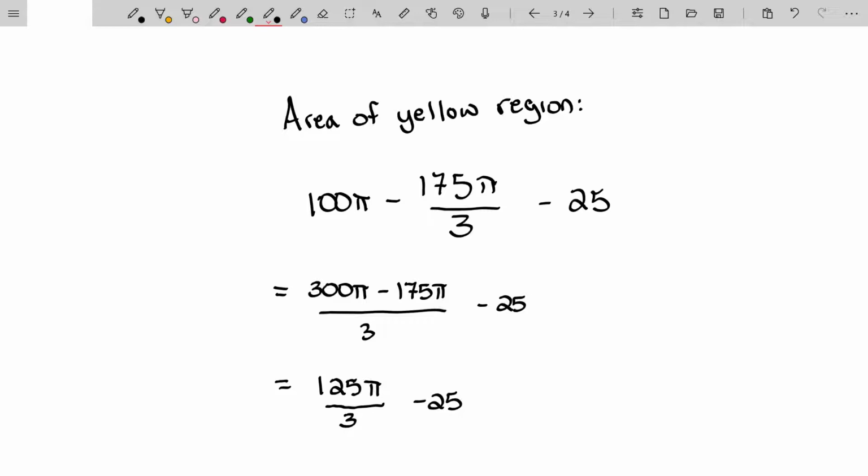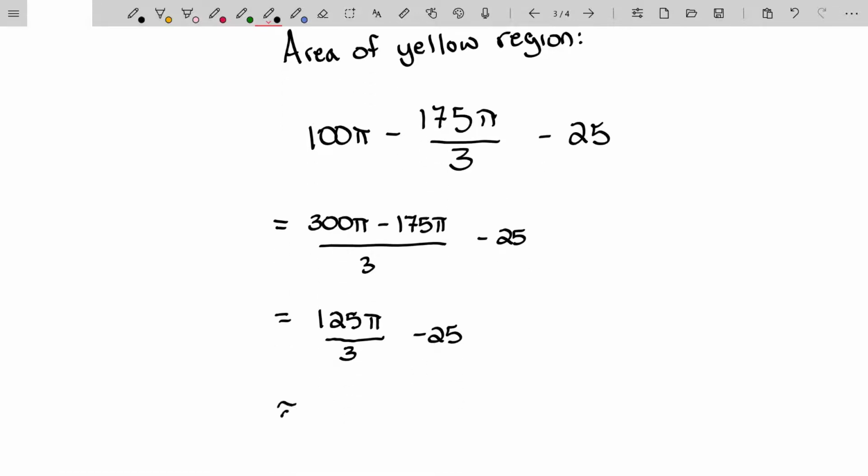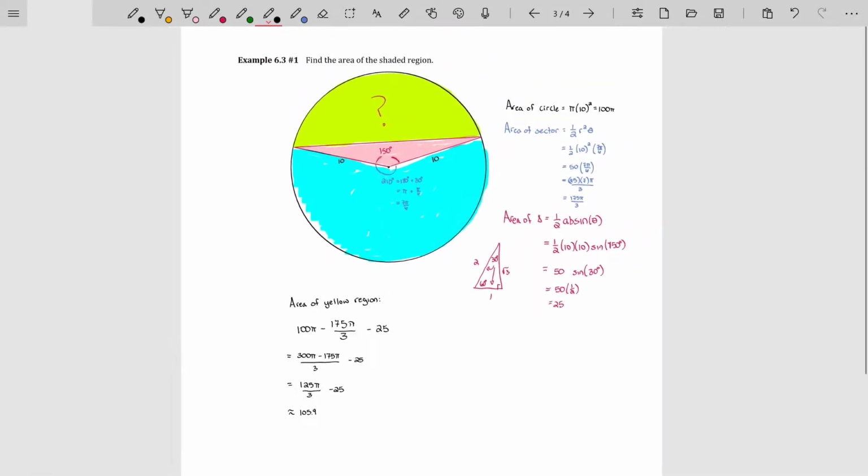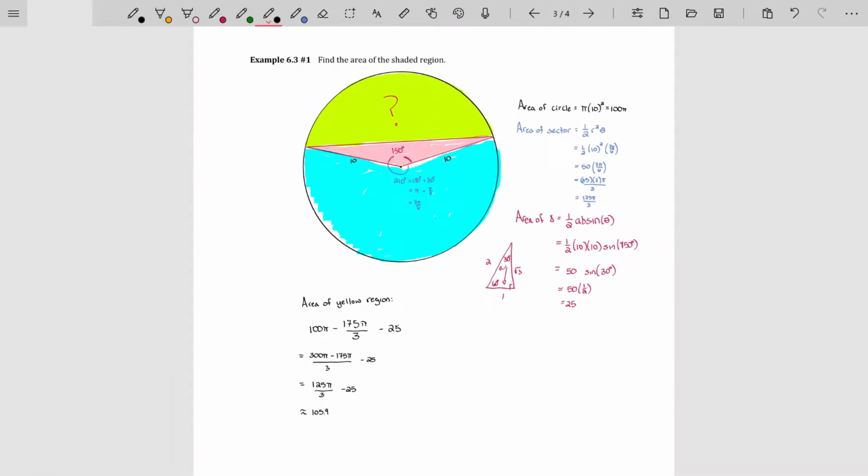As a decimal approximation, I might as well just do it. 125 pi over 3 minus 25. I get roughly 105.9 square units. All right, so that is a good area problem. Wonderful area problem, in fact, because it involves a little bit of critical thinking, which I'm a huge fan of.